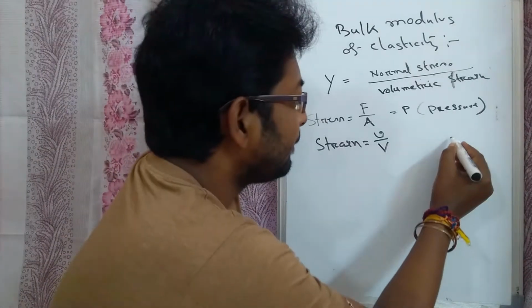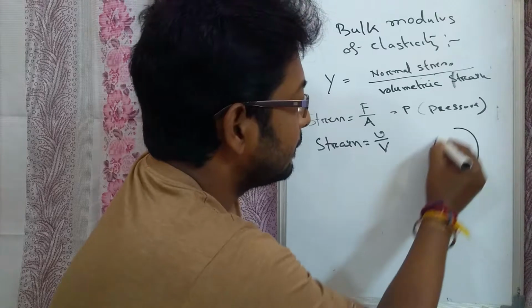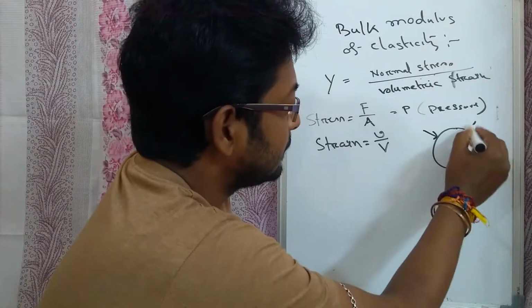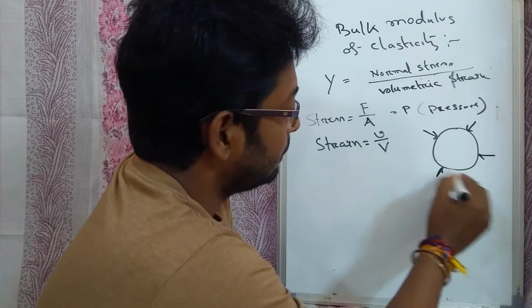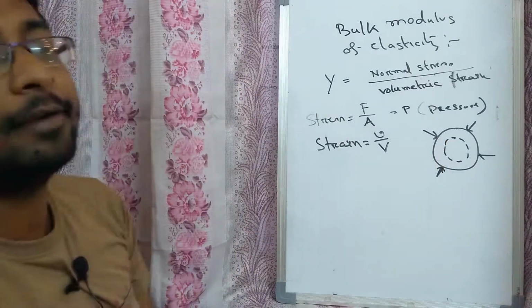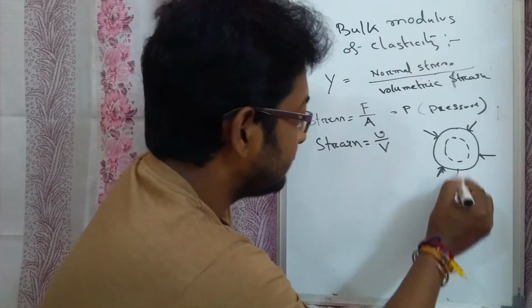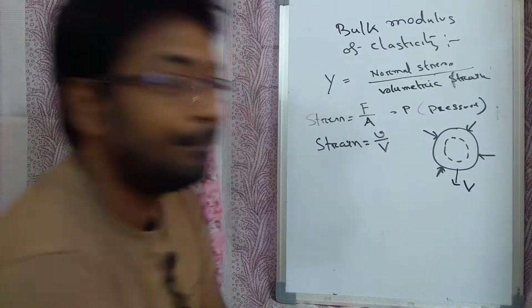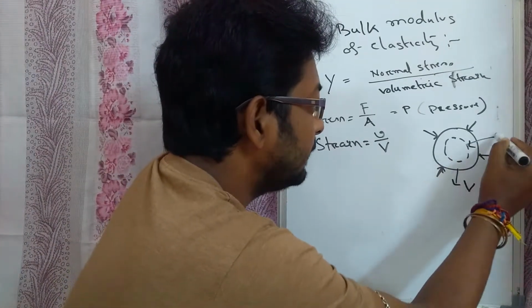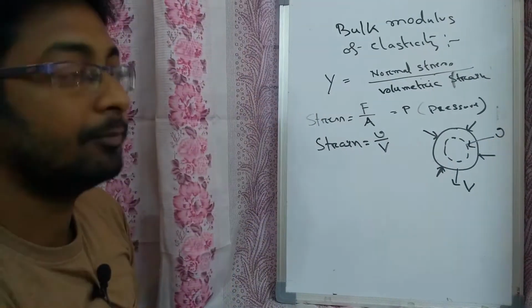Suppose this is a balloon, and if I apply force in this direction, then the size of the volume may get reduced. So I can say this is my capital V, the original volume, and this is the small v, the change in volume.